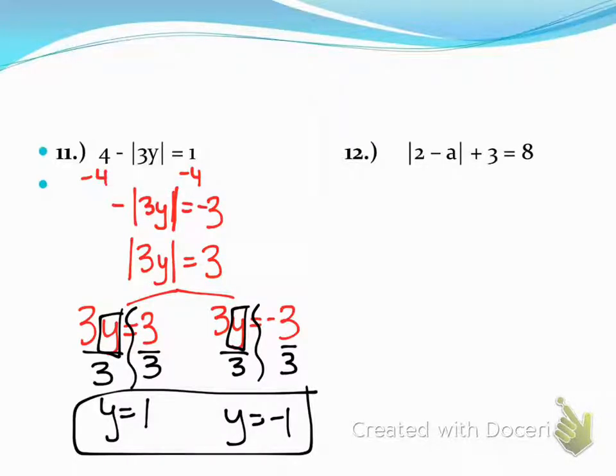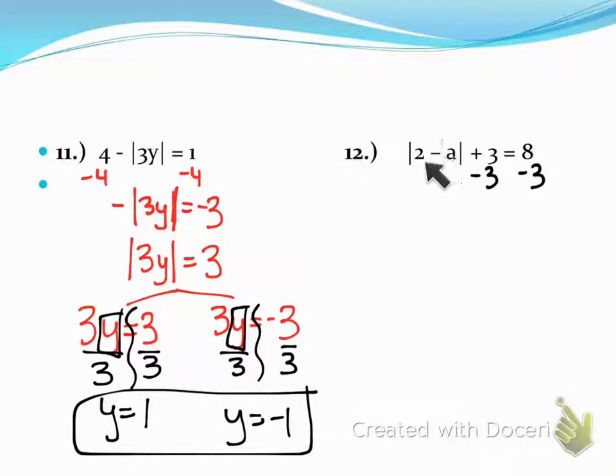Okie dokie. On to number 12. Are the bars alone? No. What's going on outside the bars that we need to get rid of? The +3. We got to get rid of it. How do we get rid of a +3? Subtract 3. But if I do it to one side of the equal sign, I got to do it to the other side of the equal sign.